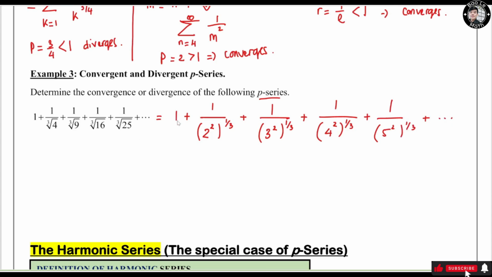Now the 1 right here, I can rewrite as (1 over 1 squared) to the power of 1/3. So I can rewrite this as a series: sigma when n goes from 1 to infinity of 1 over n to the power of 2/3. Because if you multiply 2 by 1/3, you get 2/3 for every term. So this is actually a P series where p equals 2/3, which is less than 1. So the series diverges.